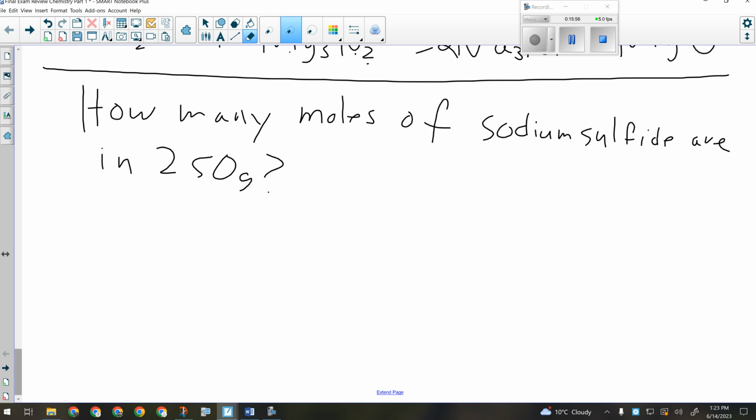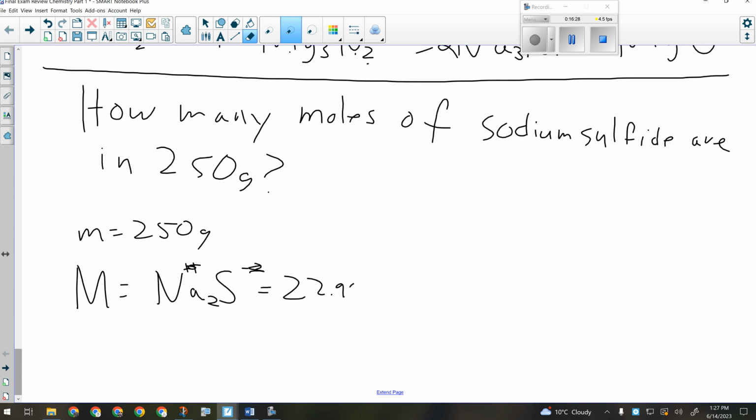Okay, give that one a try. That's the easiest mole equation question. As with any mole equation question, we write down our givens. They told us the mass, 250 grams. They told us the material, sodium sulfide. So that would be Na with S. Sulfide's a -2, sodium's a +1, so we got Na2S.